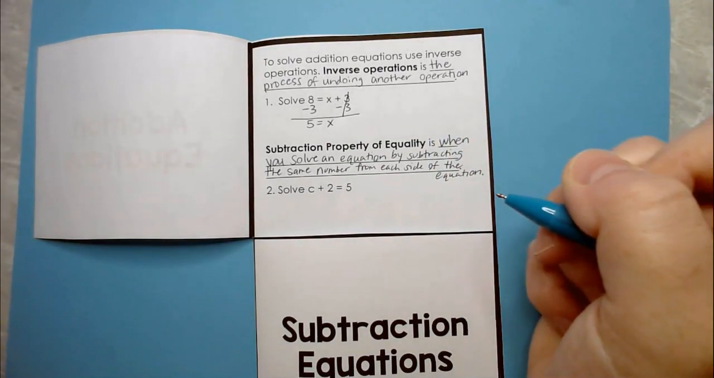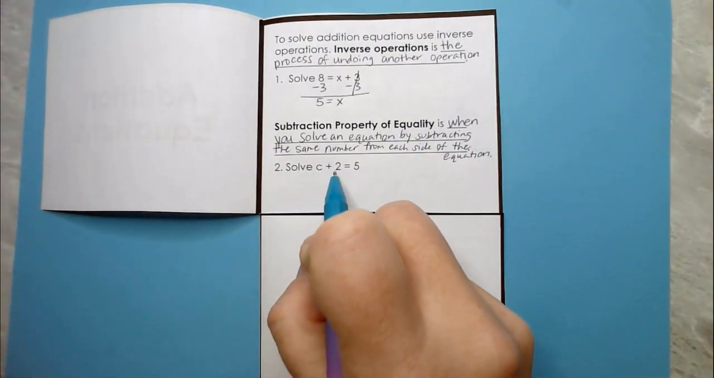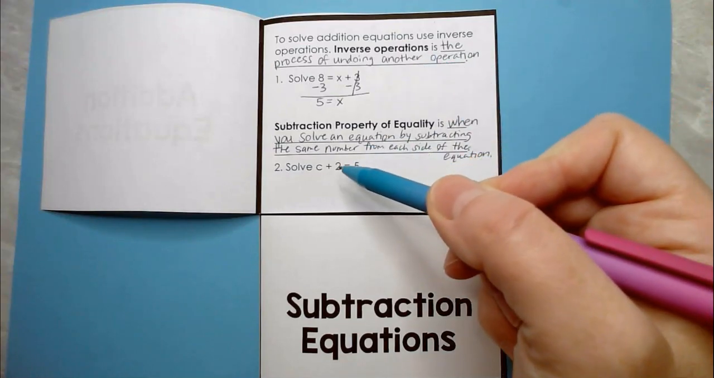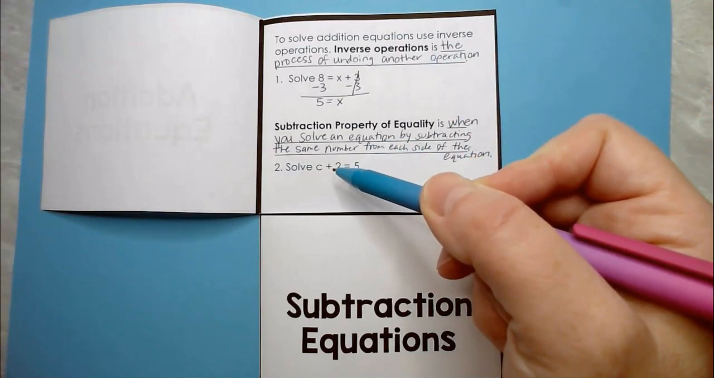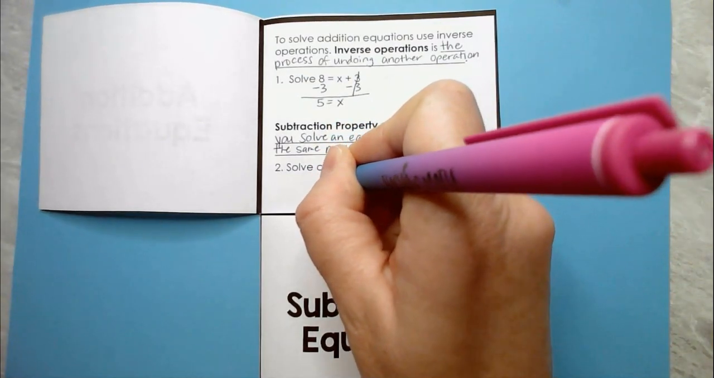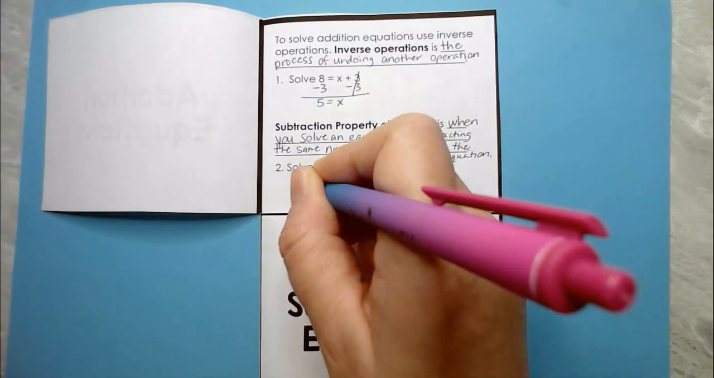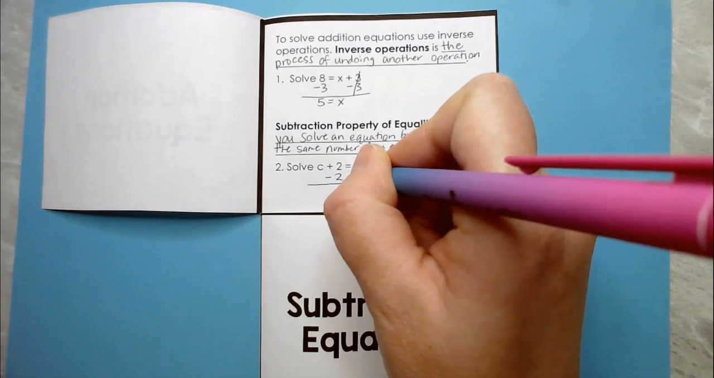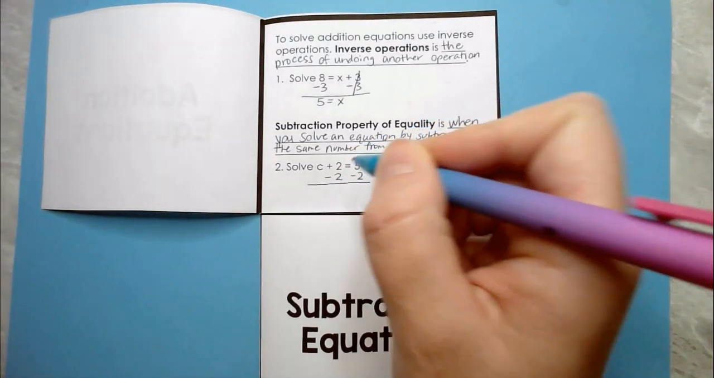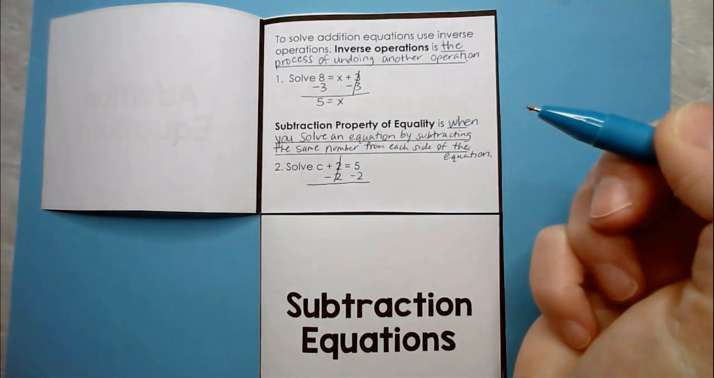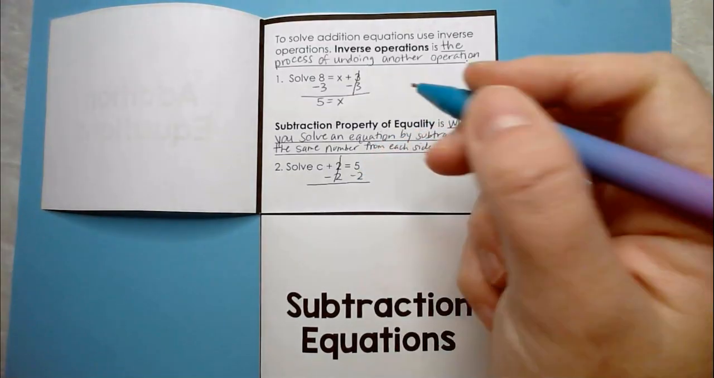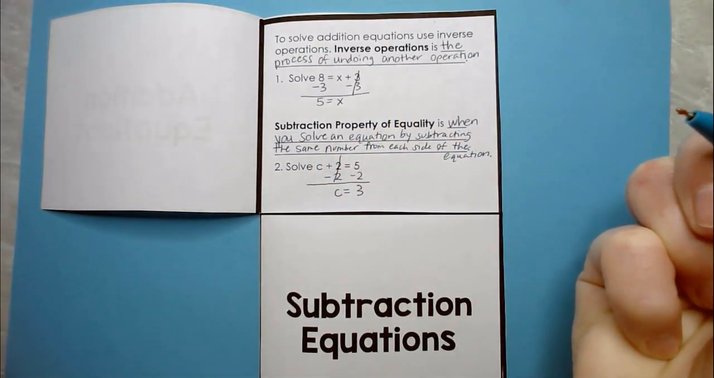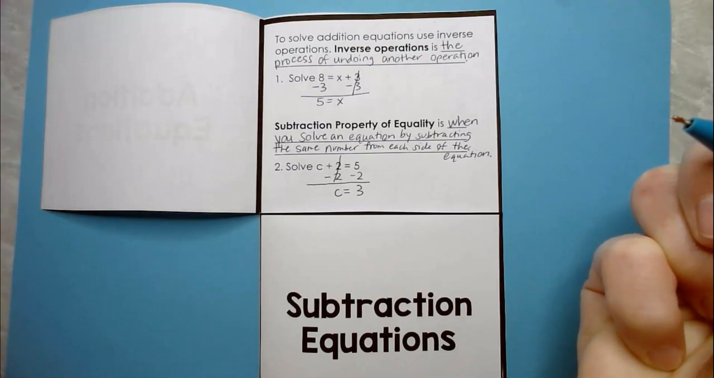So now let's solve number 2. Solve c plus 2 equals 5. We're going to do the inverse operation of addition, which is subtraction. So we're going to subtract 2. And whatever you do to one side of the equation, you do to the other. So we're going to subtract 2 from the other side. 2 minus 2 is 0. 5 minus 2 equals 3. Bring down c. So c equals 3.